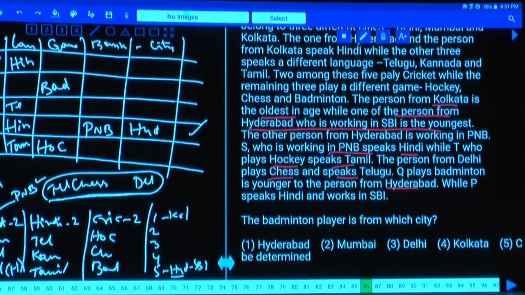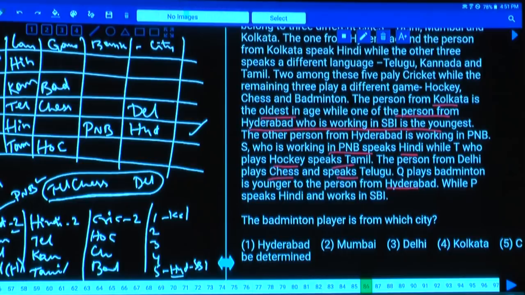And next one, game is chess, and this is Delhi. Telugu, chess and Delhi. Hindi done, Telugu, Tamil, and what is left over here? Kannada. Kannada is left over. Then, now two persons speak Hindi: Mumbai, Delhi and Kolkata, two persons from Hyderabad.